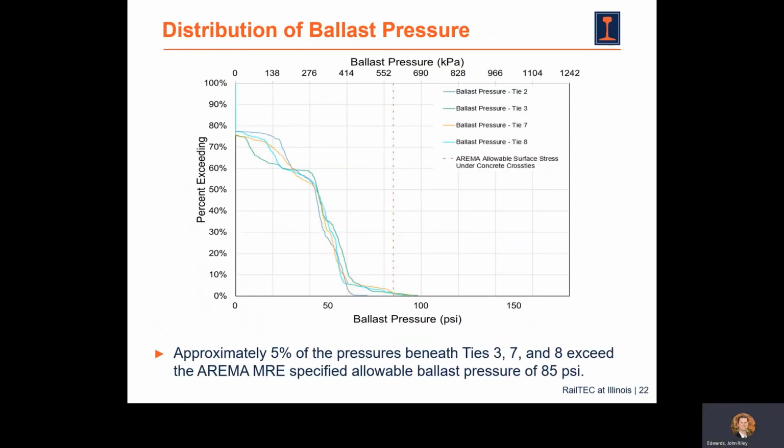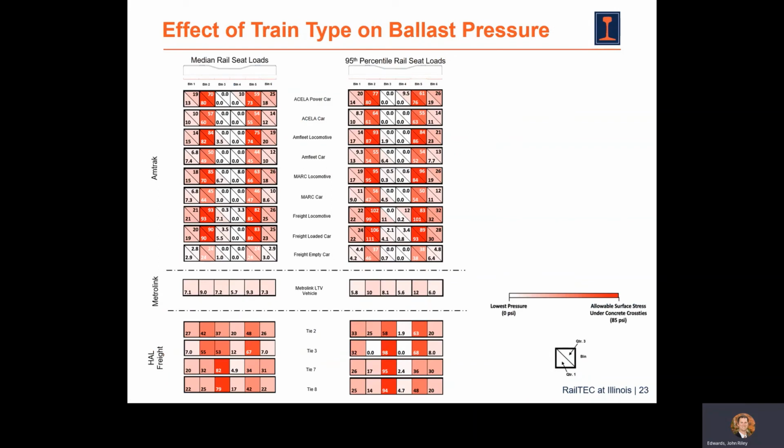Here's some of the ballast pressure values. This time, instead of the percent exceeding lines being for different bends within the cross tie, this is for 4 different cross ties that were instrumented at this particular field site. What we found is that a few of the ties at this field site exceeded the allowable ballast pressure of 85 psi, but it was relatively low percentages of those.